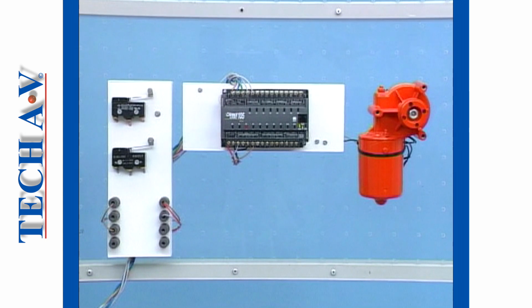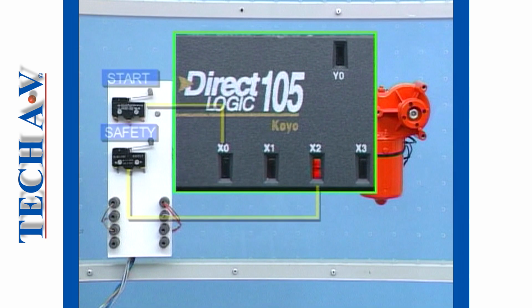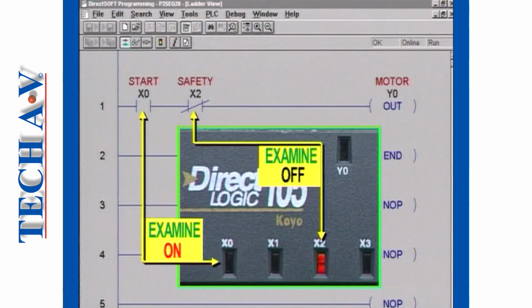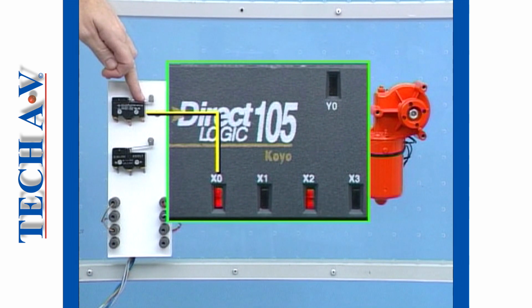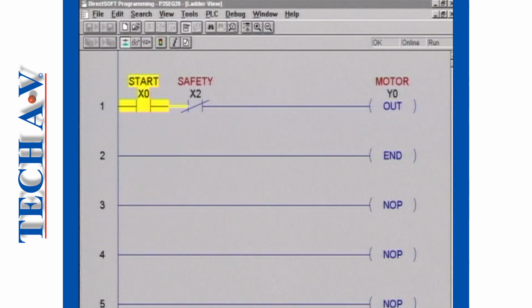Let's examine the operation of this circuit on our PLC training panel. We'll begin with the start switch sending an off signal and our safety switch sending an on signal. In this instance, neither condition on the rung is being met and the motor remains off. Now we activate the start switch and a voltage signal appears at input X0. The contact X0 on the ladder rung changes to its active state and closes, passing power along the rung to the output. Notice, however, that the power flow has stopped at contact X2.